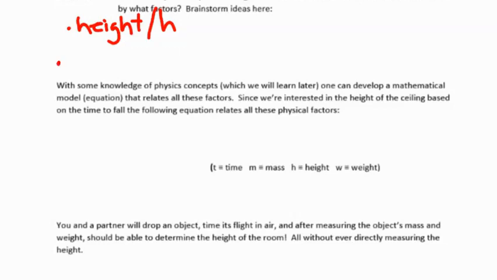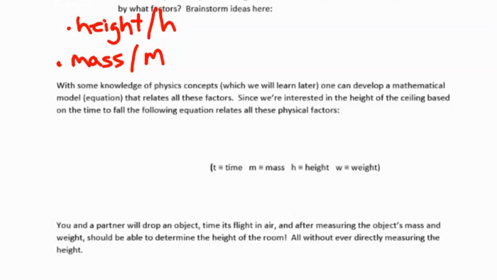Secondly, you might have thought, maybe didn't, that the object itself, or something about the object itself, affects its fall, and you might have thought that its mass might matter. We're going to call mass m. So that's another thing we're going to build into our calculation that relates height to time, or time to height.